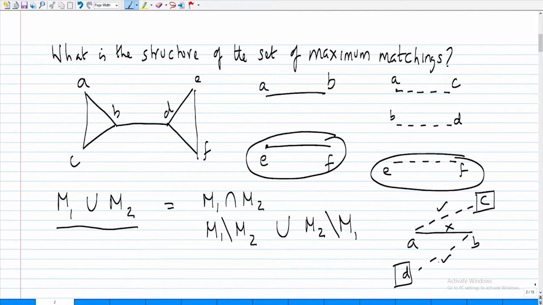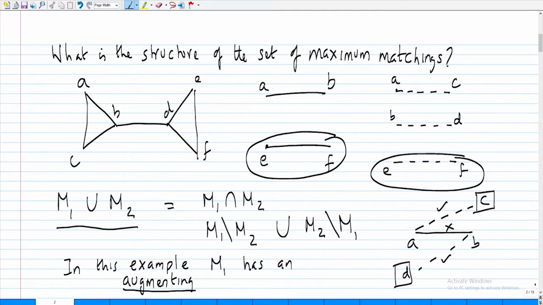Fine. So note that in this example, I will define an augmenting path shortly, but you can just focus on the English definition. So the matching M1, by some approach, can be augmented and you will get a larger matching. And what is the approach?